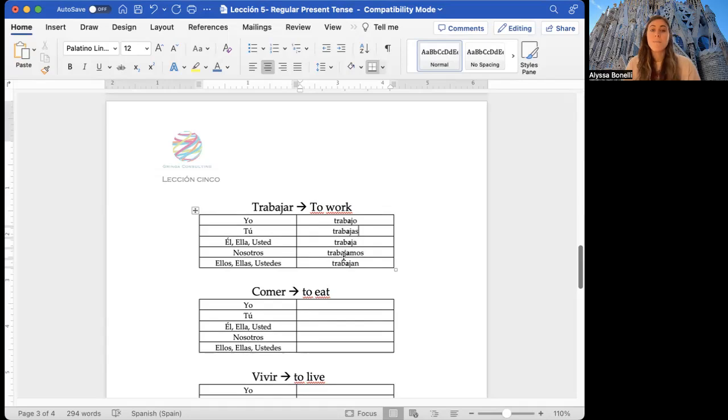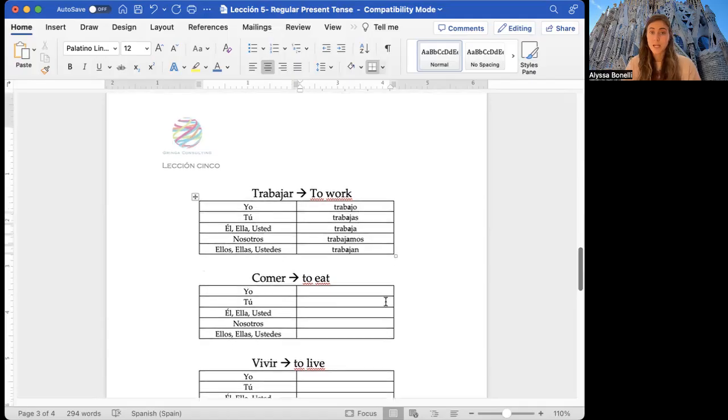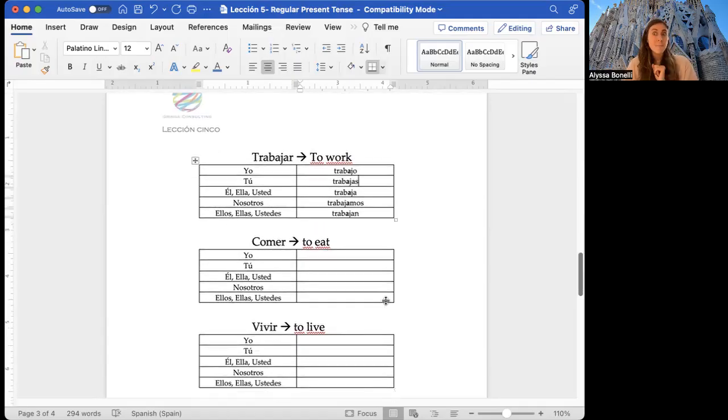Nosotros trabajamos. Ellos, ellas, ustedes trabajan. Okay, very good. Pause it, rewind, go back and do it again if you need to. So that was the assembly line technique, which of course you can do whatever you like. If I don't want to do that, I can do the formula on each and every line. It's a little more work, but it's more repetition, which can be helpful.